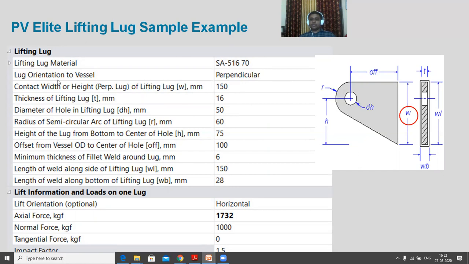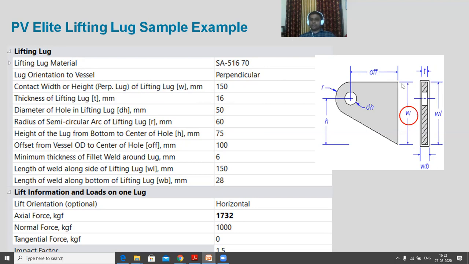Now, the contact width or the height perpendicular to the lifting lug, W. This is very, very important. People often get confused with this. Even though it is written as height or width, you don't have to get confused. This is always the base of the lifting lug which will be welded to the parent vessel. So here, what will be its base?